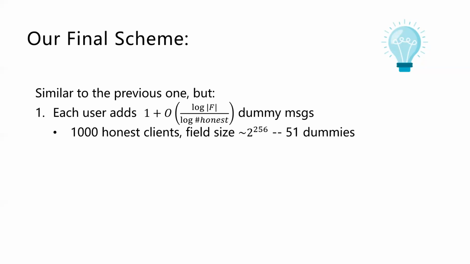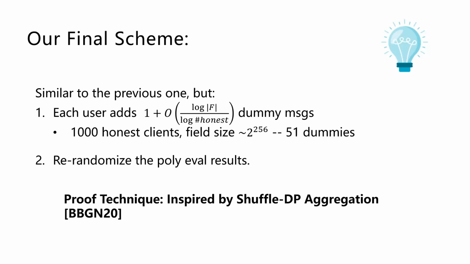For example, if you have 1,000 honest clients and the field size is roughly 2 to the 256, then you get roughly 51 dummies. They are going to add this number of dummy messages and re-randomize the polynomial evaluation result based on the dummies. And we can prove that it's actually private. Very interestingly, the proof technique is inspired by shuffle DP aggregation.